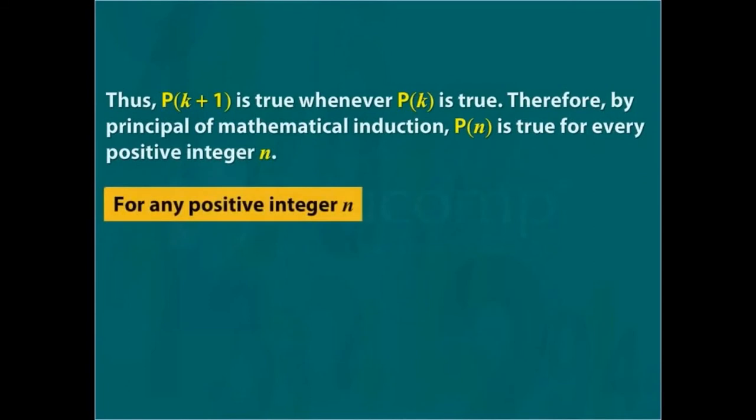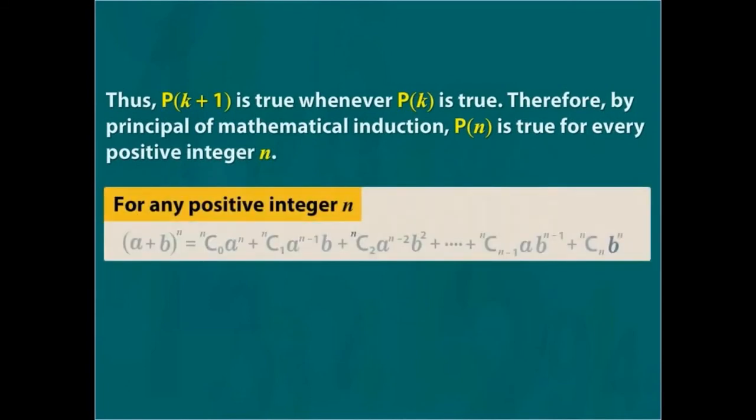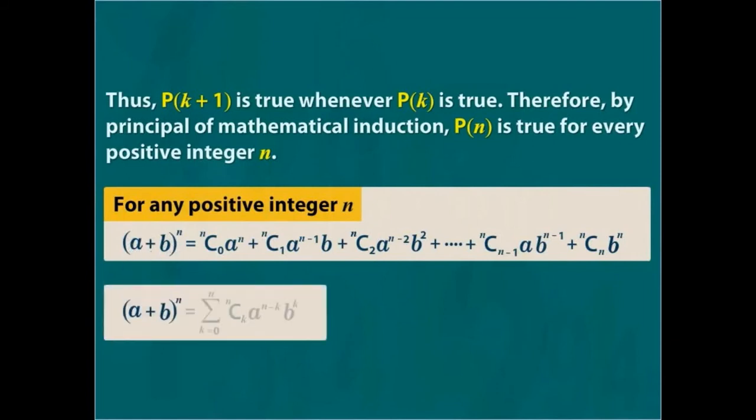Hence, for any positive integer n, we have the following. This can be written as sigma nCk into a raised to n minus k into b raised to k, where k is from 0 to n.